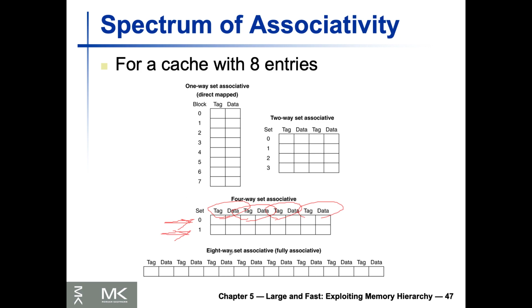And if you distribute it to 8-way set associative, it's just a fully associative. So you have only one set, so you can just call it nothing because there's only one set. So anywhere data can go, you have tag data. So 8 times. Okay.